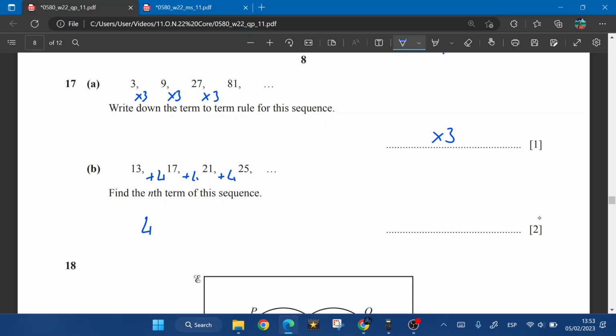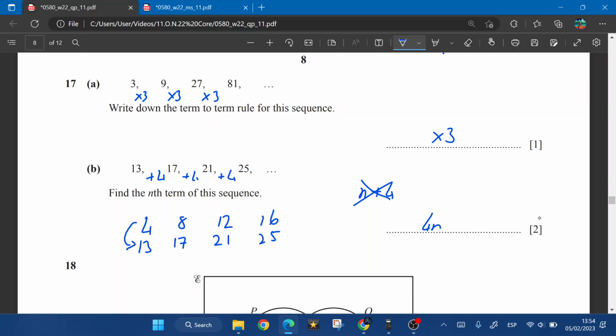That is exactly like the 4 times table. See, in the 4 times table, we're adding 4 each time. And the 4 times table is 4n, not n plus 4. Okay, 4n, because it's the 4 times table. Now, this sequence they gave us starts at 13, then it's 17, then 21, then 25. So, it is the 4 times table, but it's not starting at 4, it's starting at 13.